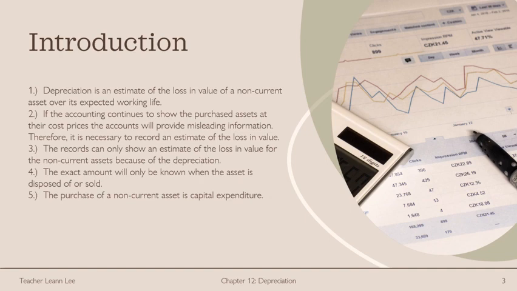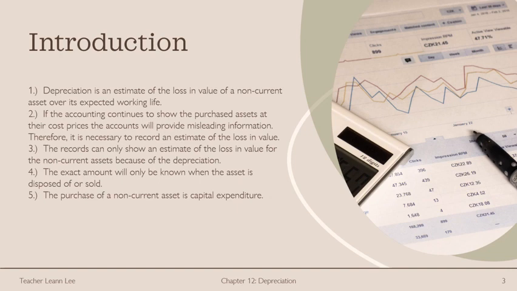Okay, all right, so the third one: therefore it is necessary to record the estimated loss in value. The records can only show an estimate of the loss for the non-current asset because of depreciation. The exact amount will only be known when the asset is disposed of or sold. So how much its value is, or how much it gains or loses, you will only know when you dispose of the non-current asset.